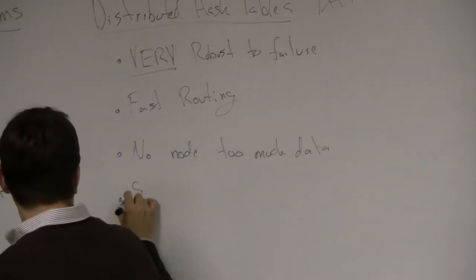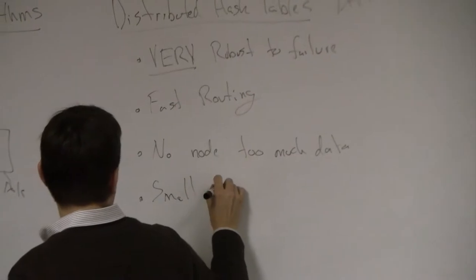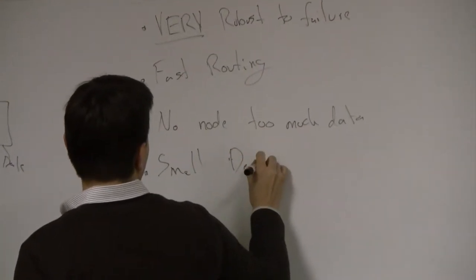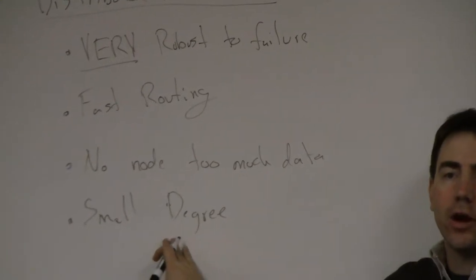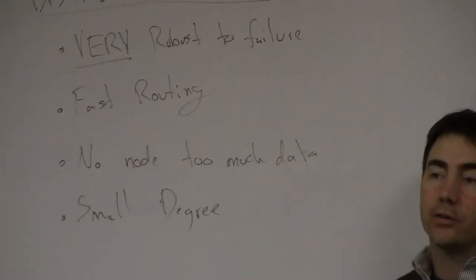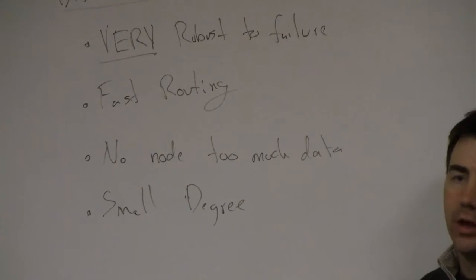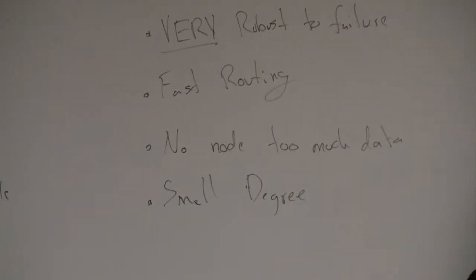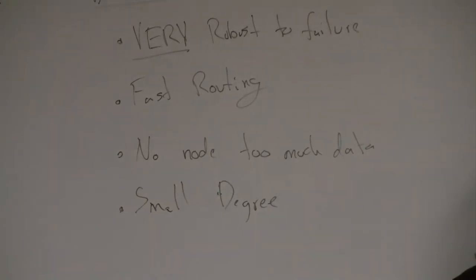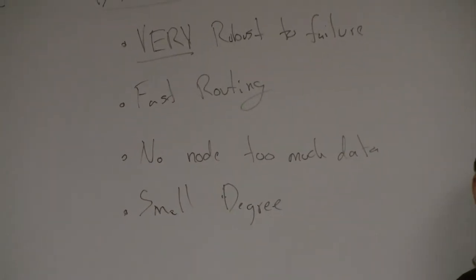And we're going to have small degree. This means that no node is in charge of talking to too many other nodes. You don't have a master node which knows about all of the nodes. This is important for efficiency, because that node can get overwhelmed. That node has too much to keep track of if nodes go down or not.